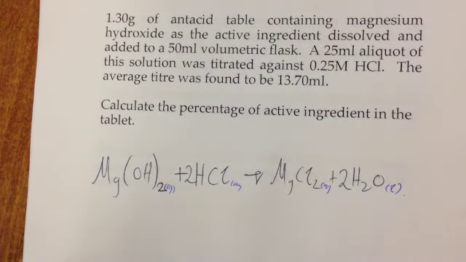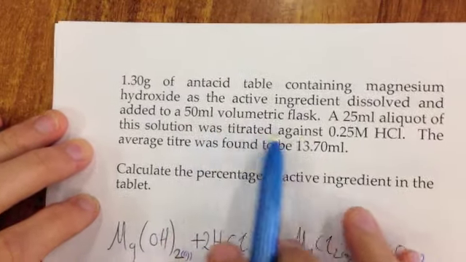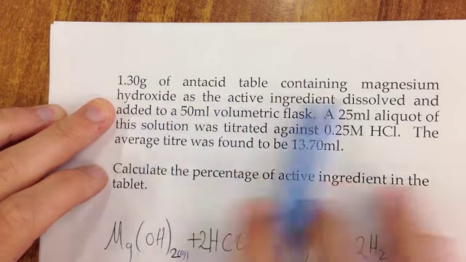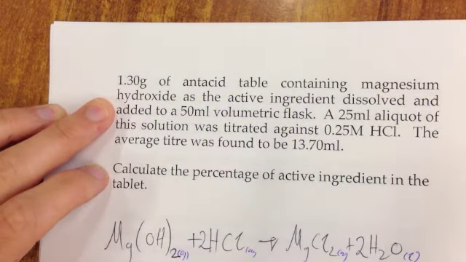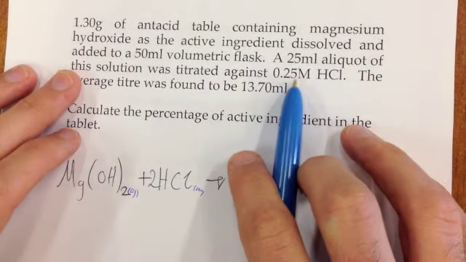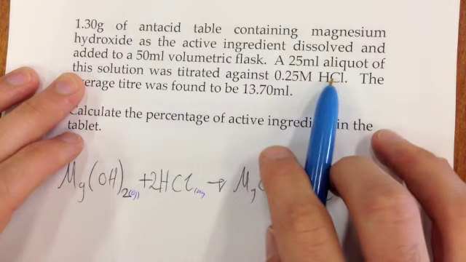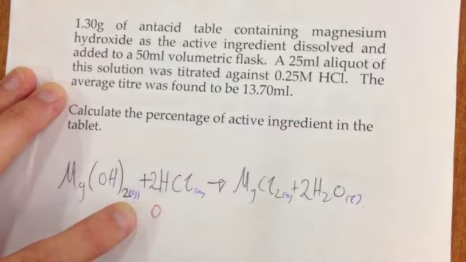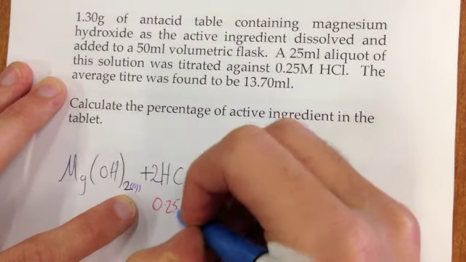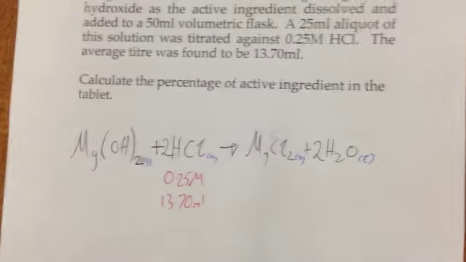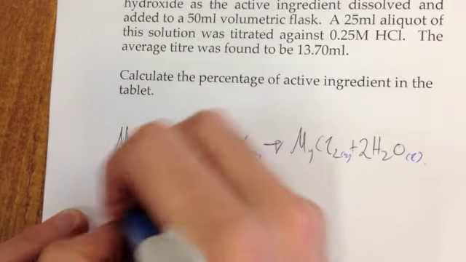Let's write down what we have underneath these things. I don't know how much magnesium hydroxide there is. We want to find out how much magnesium hydroxide we have, the active ingredient. We do, however, have a molarity of hydrochloric acid, and we have an amount of hydrochloric acid. So I'm going to write that down underneath our hydrochloric acid: 0.25 molar and 13.70 mL. And we don't know this. That's what we want to find out.